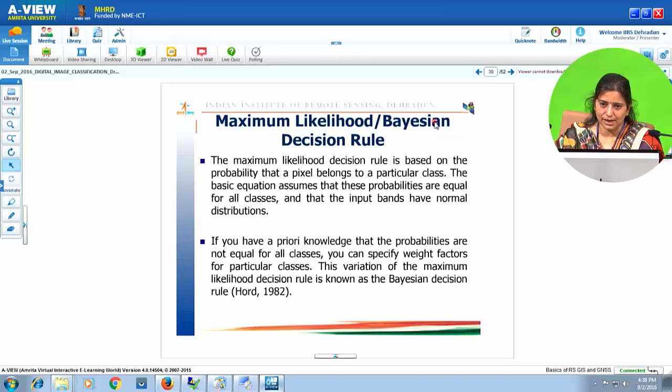The next classification algorithm, and a very used classification algorithm, is maximum likelihood or Bayes decision rule. The maximum likelihood decision rule is based on the probability that a pixel belongs to a particular class. The basic equation assumes that these probabilities are equal for all classes and that the input bands have normal distributions. If you have a priori knowledge that the probabilities are not equal for all classes, you can specify weight factors for particular classes. This variation of the maximum likelihood decision rule is called as Bayes decision rule.